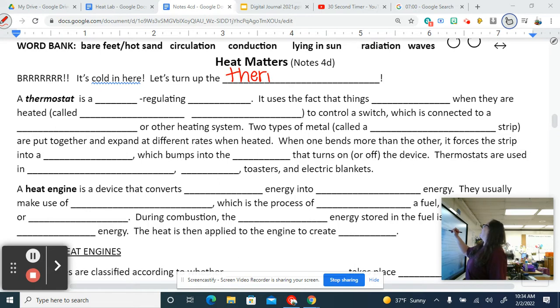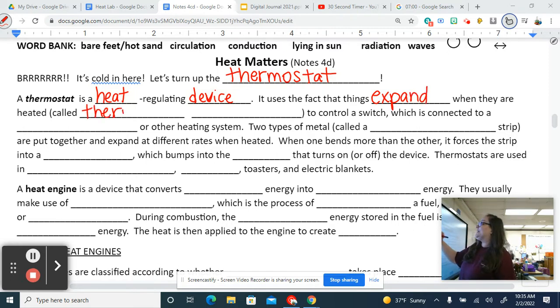So it's getting cold. Let's turn up the thermostat. So what is a thermostat? A thermostat is a heat regulating device. It uses the fact that things expand when heated, and this is called thermal expansion. So expansion due to heat. And all things do this.